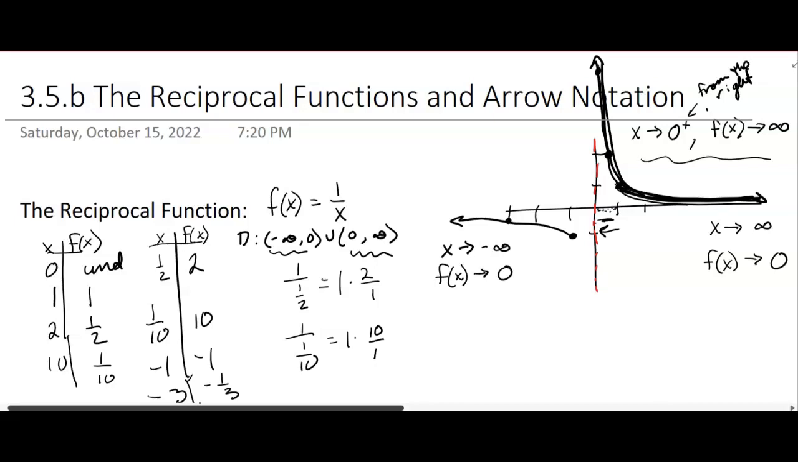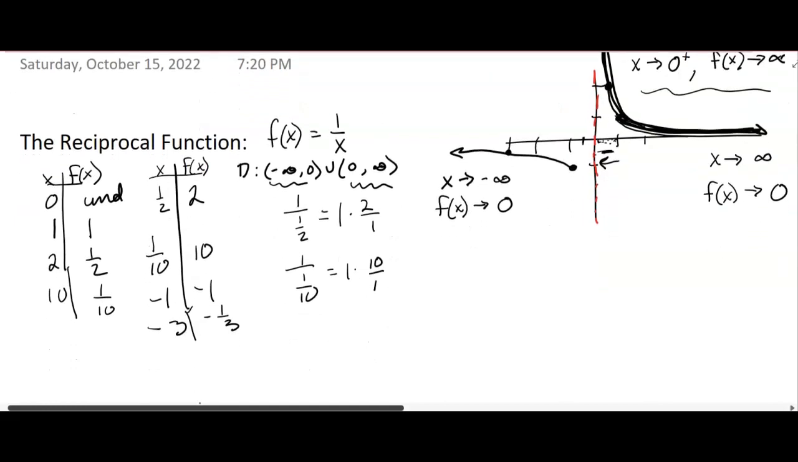Okay? What happens if I put in a number like -1/2? Can't run out of room here. Say I put in -1/2. Well, then wouldn't I get 1 over -1/2, which is going to be 1 times -2 over 1, and that's going to be -2. So I'm going to get (-1/2, -2). It's going to be down here. And if I were to put in -1/3, I would get -3.